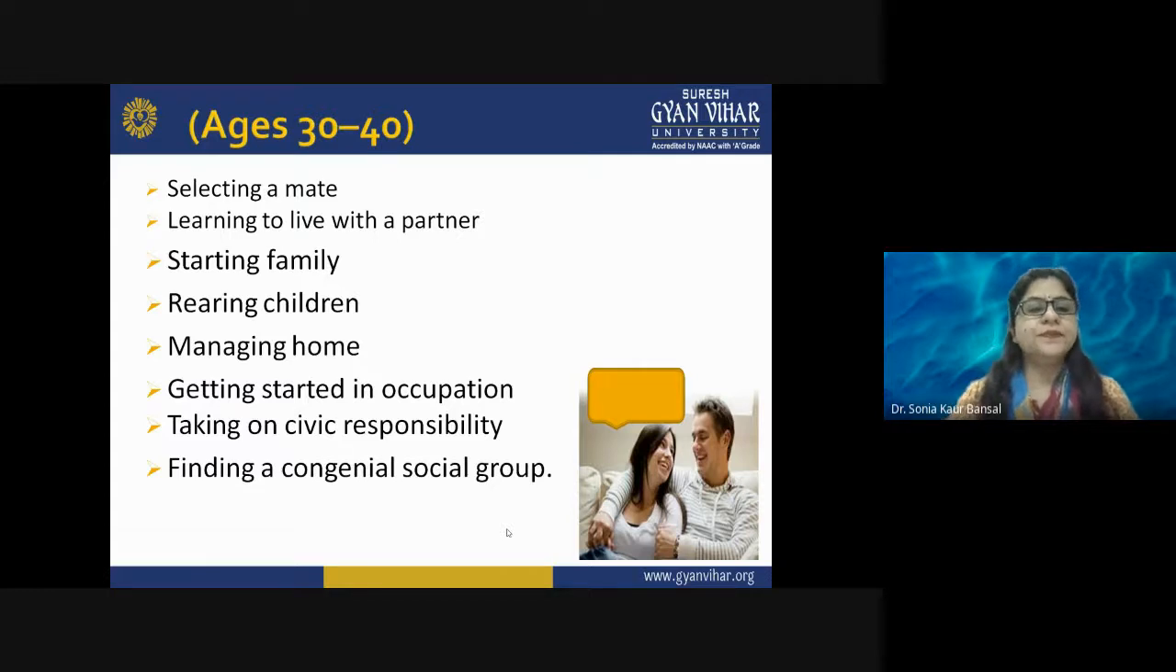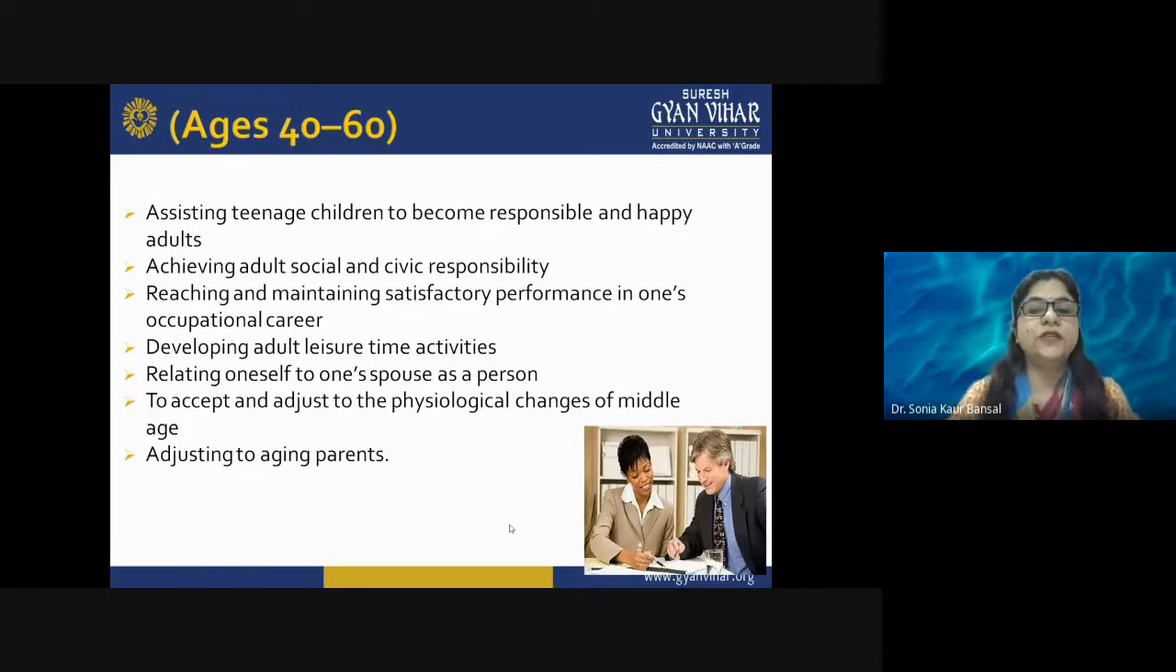All right. So now it's about age 40 to 60. What developmental tasks does this age require? It is assisting teenage children to become responsible and happy adults. Achieving adult social and civic responsibility is also important in this age as well. Now you must have noticed, students, that some of the developmental tasks were initiated in the previous stage, but now they are being carried on in the later stages also. Like achieving adult social and civic responsibility, we have discussed it in the age group 30 to 40 as well. But it is being continued now.